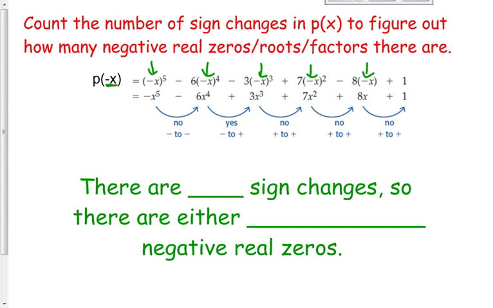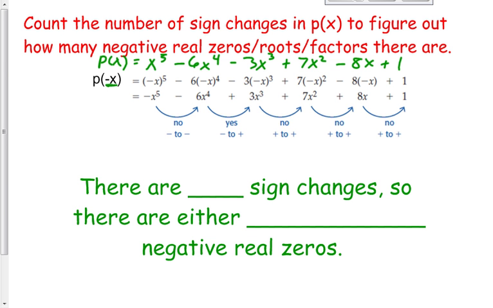Let's see here. I'm just going to write down what it was. Our actual function was p of x. This is what it was before we changed any of these signs. P of x was equal to x to the 5th, minus 6x to the 4th, minus 3x cubed, plus 7x squared, minus 8x, and then adding 1.